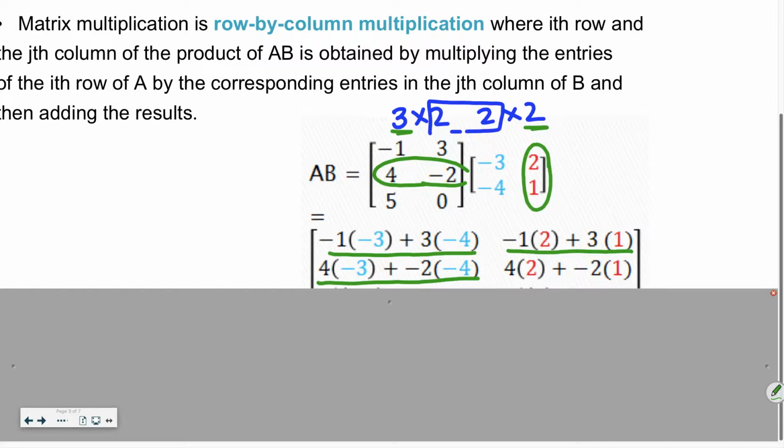Then we'll move to the second row, second column. And that is a new entry. So we have 4 times 2 plus -2 times 1. First entry times first entry plus next entry times next entry.